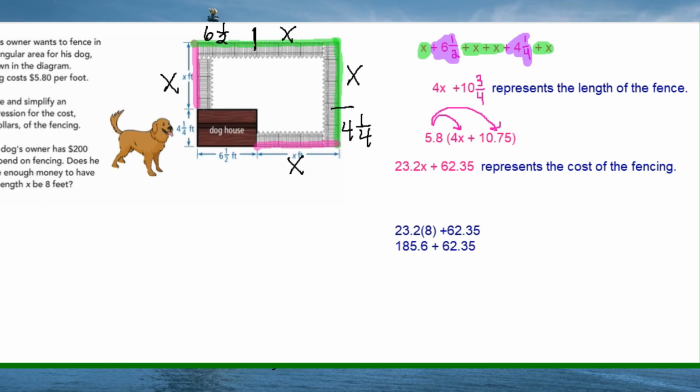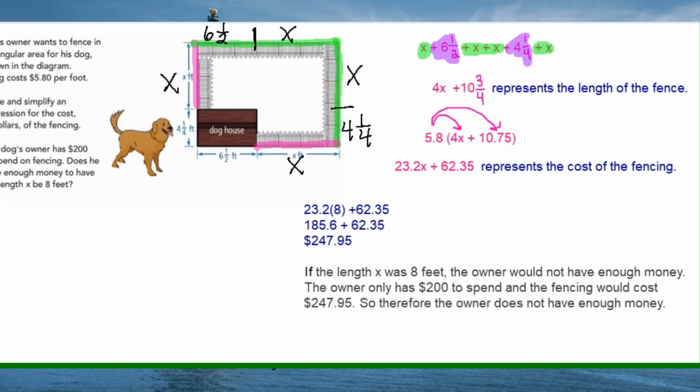Once I multiply the $23.20 times 8, I end up with $185.60. Now I have to go ahead and add those two numbers, and when I add that together, I end up with $247.95. So to answer the question for part B, if the length x was 8 feet, the owner would not have enough money. The owner only has $200 to spend, and the fencing costs $247.95. So therefore, the owner does not have enough money.